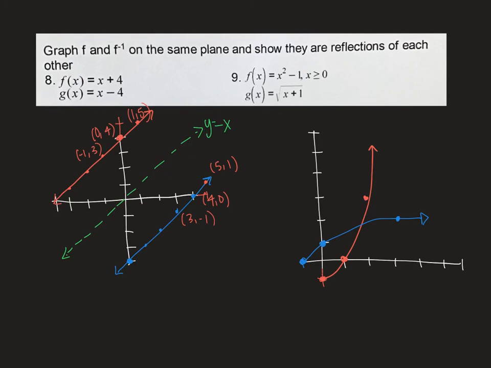So if I compare those ordered pairs, they're just opposites of each other. So the x and y just flip-flop. 2, 3 becomes 3, 2, 0, 1, 1, 0, -1, 0, 0, -1.